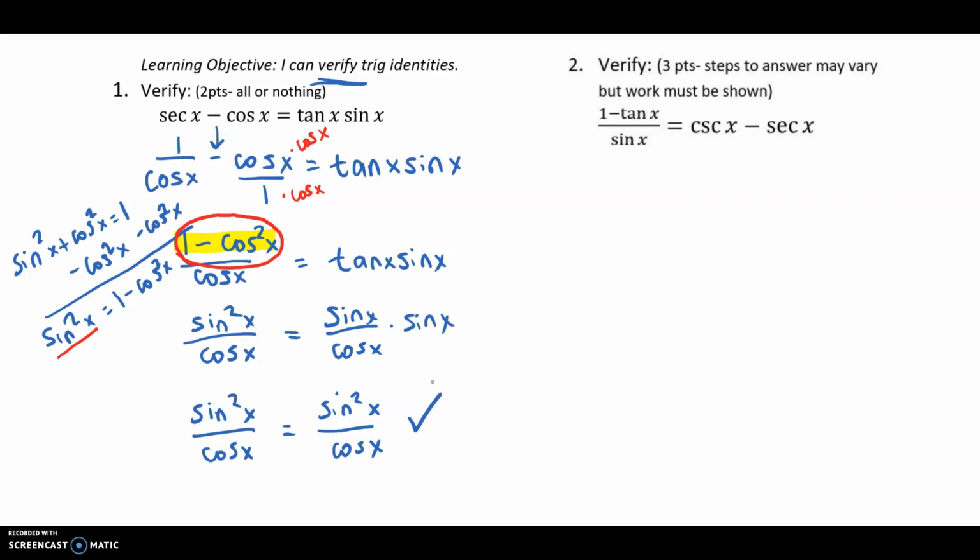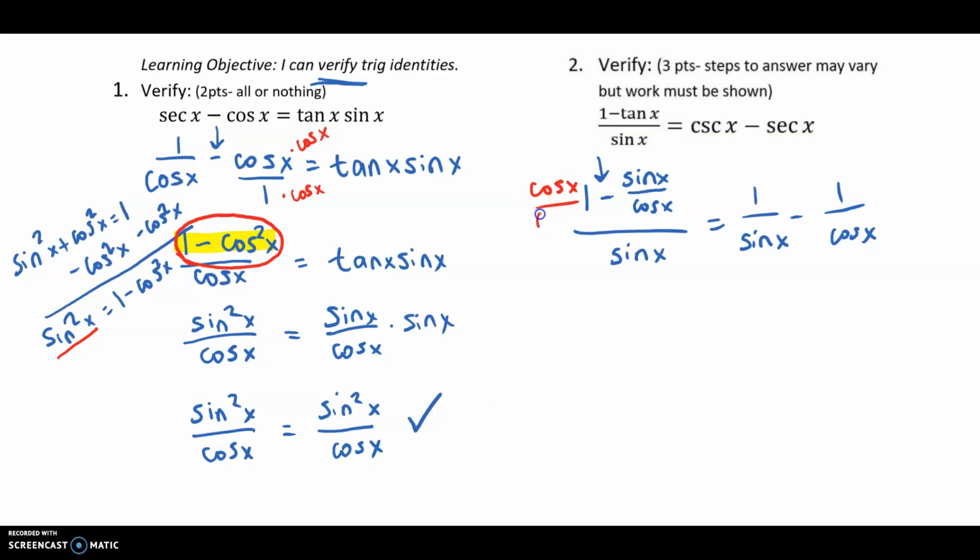All right, number 2, we can start off a similar way. We can change everything to sines and cosines if you'd like. So tangent would be sine over cosine, all over sine. Be very obvious with your division bar there. Equals cosecant is 1 over sine, and secant is 1 over cosine. All right, so again, I see a minus sign right here. Let's go ahead and add those fractions together. So this becomes cosine x over cosine x.